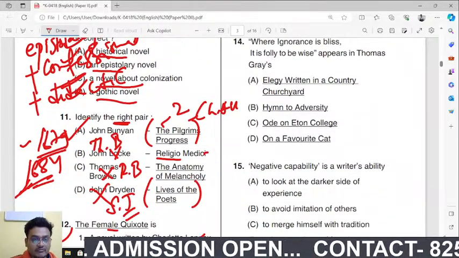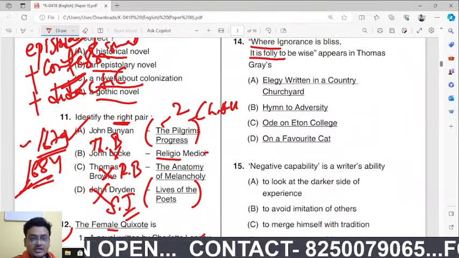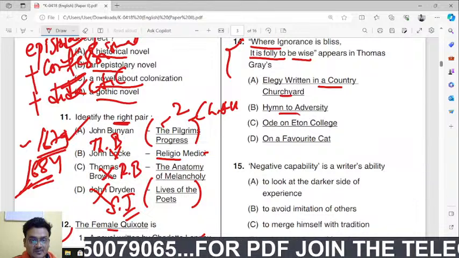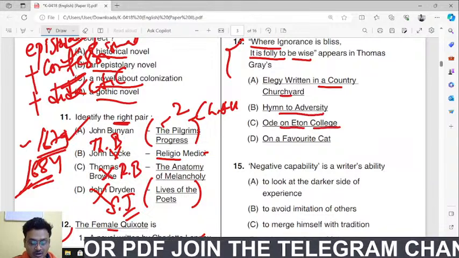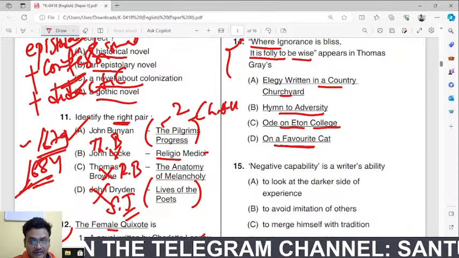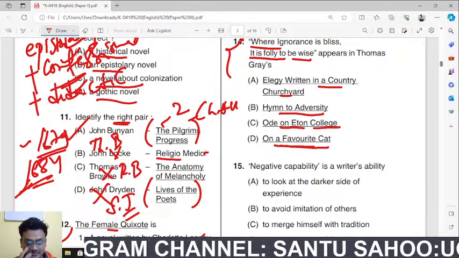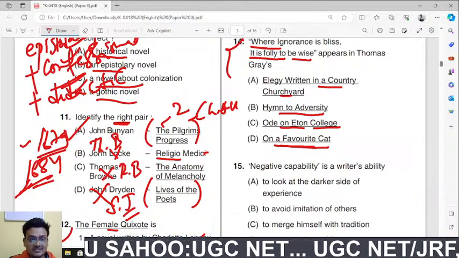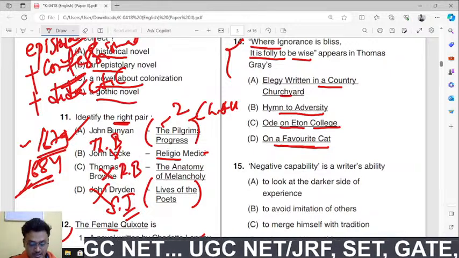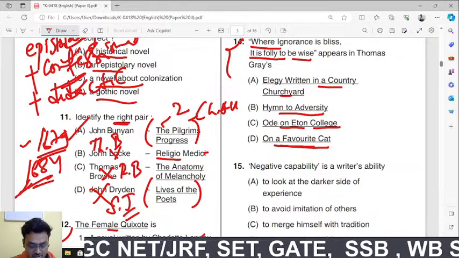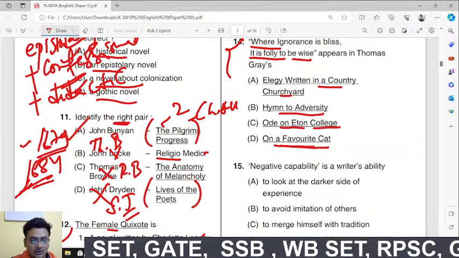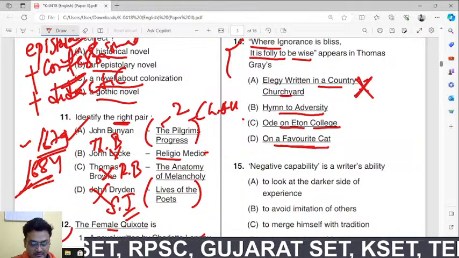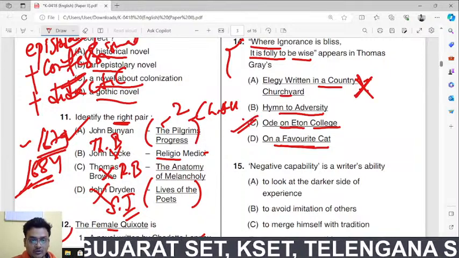Here is question 14. Where ignorance is bliss, it is folly to be wise, appears in Thomas Gray's: Elegy Written in a Country Churchyard, Hymn to Adversity, Ode on Eton College, Ode on a Favorite Cat. So this is a proverb. Any idea? It's again C. No, it's not A. I think everybody will answer like that. I hope that it's Ode on Eton College.